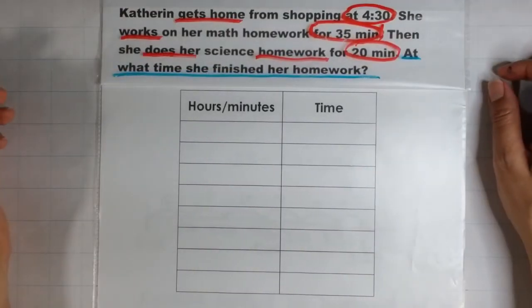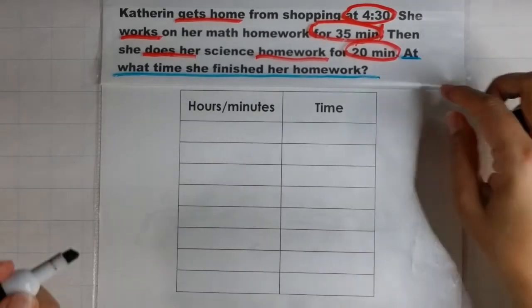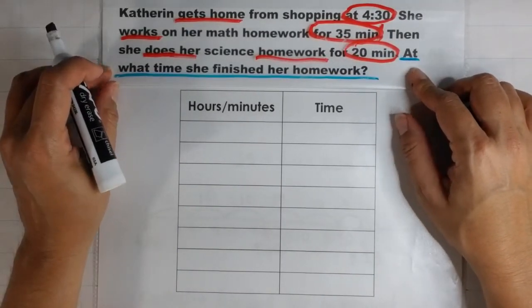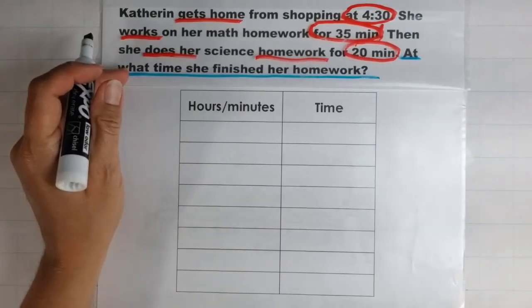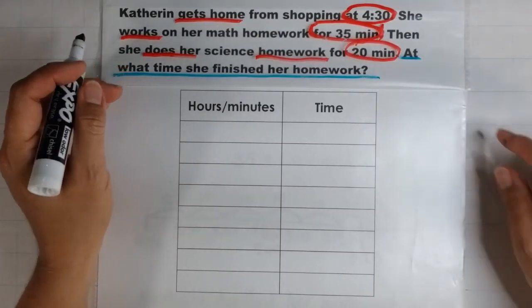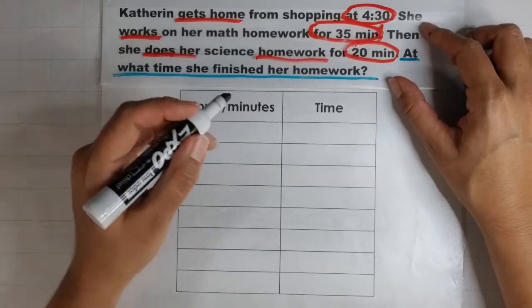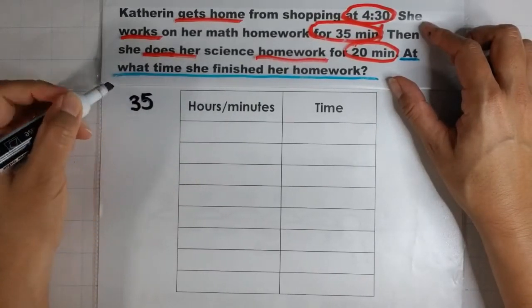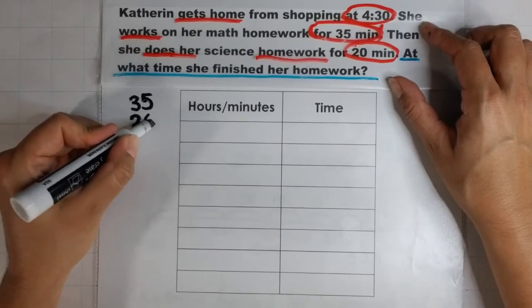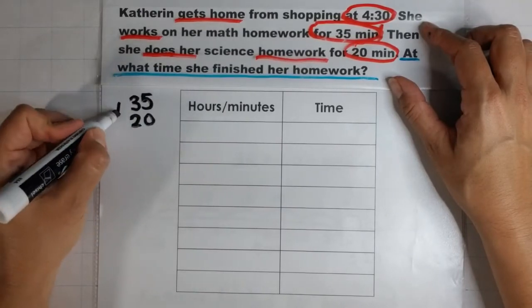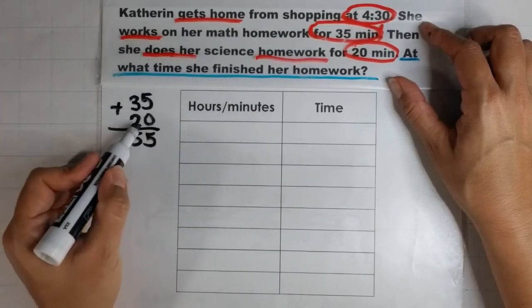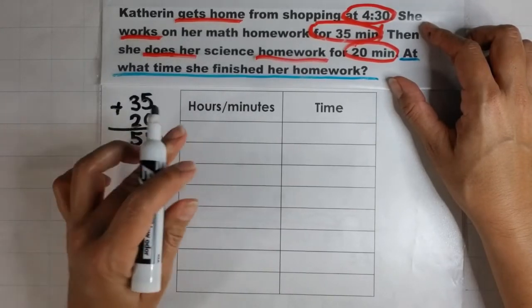Another way to solve the same problem is to use a table. So the first thing we need to remember again is the initial time and the ending time. And the one we're looking for is the change of time. So when we are doing the change of time, we know she has 35 minutes to do her math homework and 20 minutes to do her science homework. So when we add it together, we have 55 minutes. So when we have the 55 minutes, we can stop doing our table.